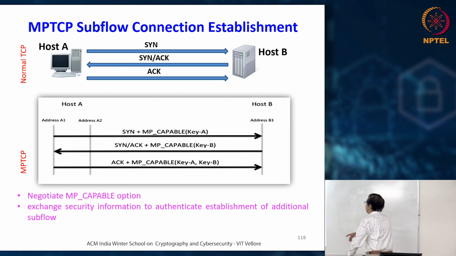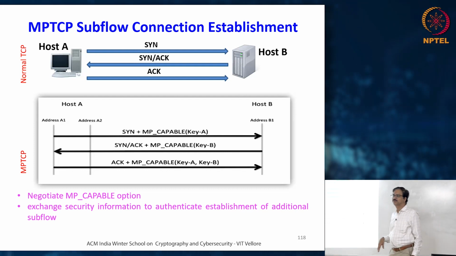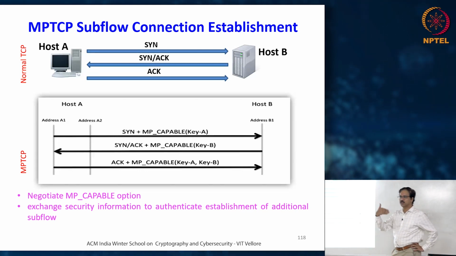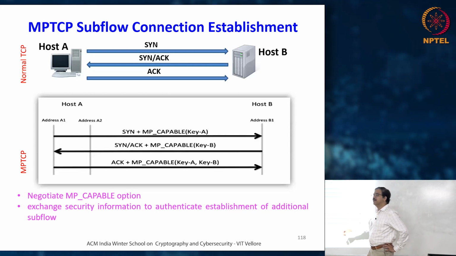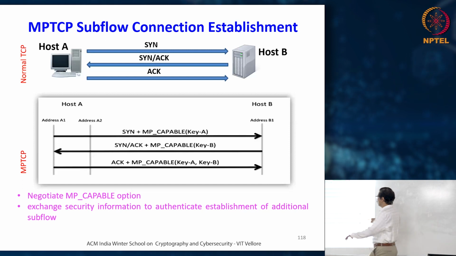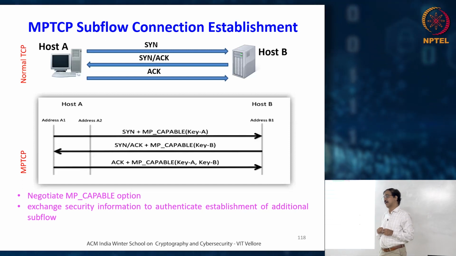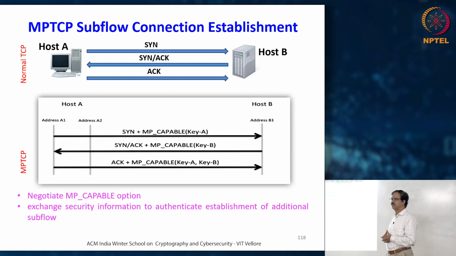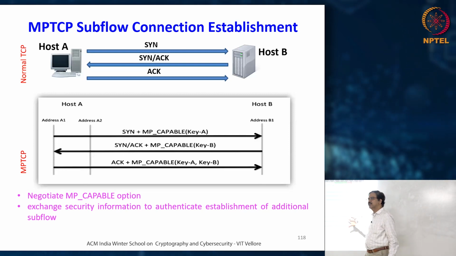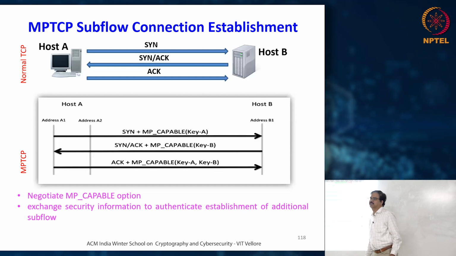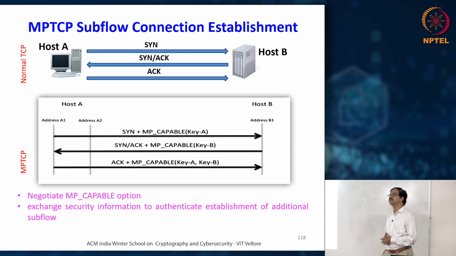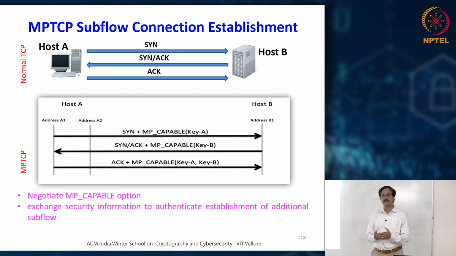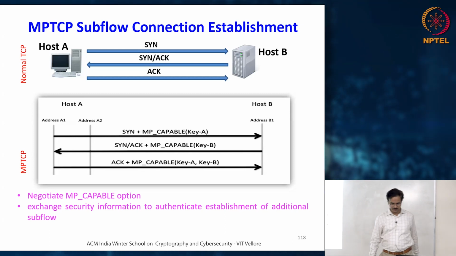Now, if the other end is also capable of MPTCP, what would it do? It will reply with a SYN-ACK because it is also a TCP connection, but you will also have an MP capable option in the reply. So now these two ends know that both of them are MPTCP capable. Then there is a key exchange to make sure that nobody is spoofing it in between. Now your connection is established, and this is an MPTCP connection. What do we mean by saying it is an MPTCP connection? It can now open additional subflows and attach them to the main flow.